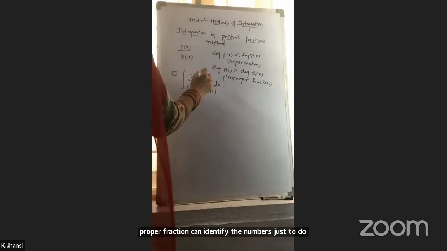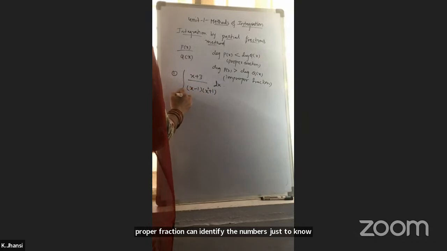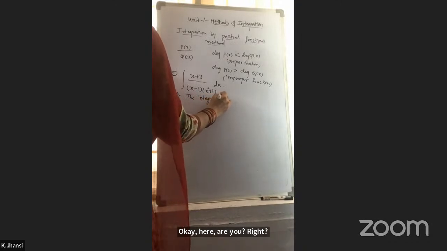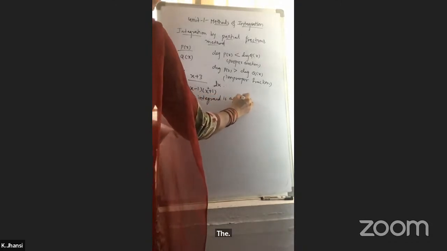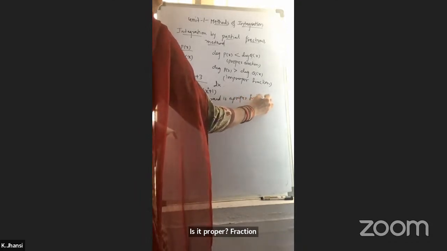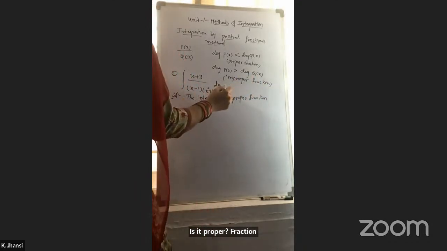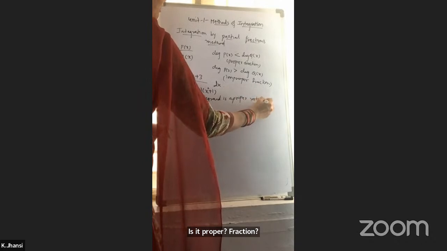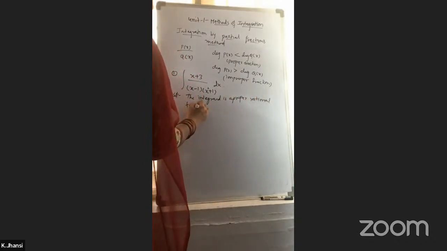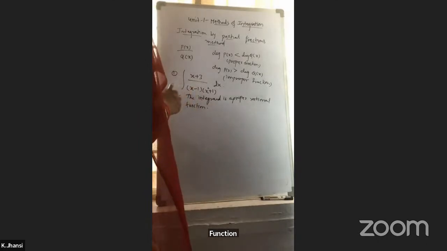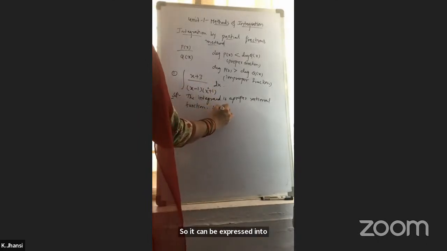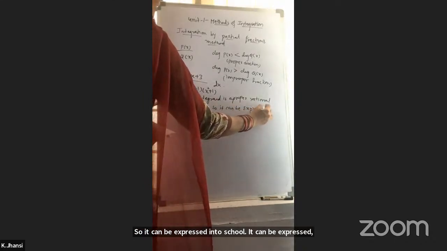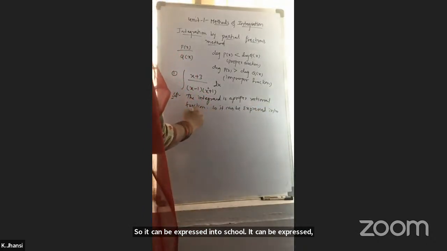Here you write: the integrand is a proper fraction or proper rational function. Why? Because here we are taking it as a function. So it can be expressed, or resolved, into partial fractions.